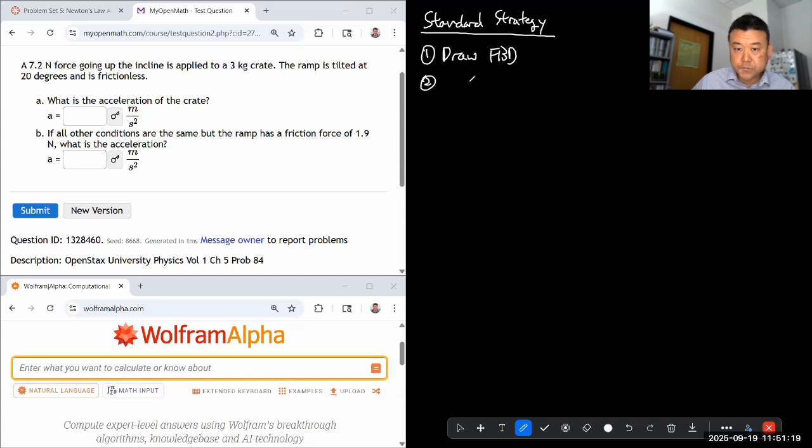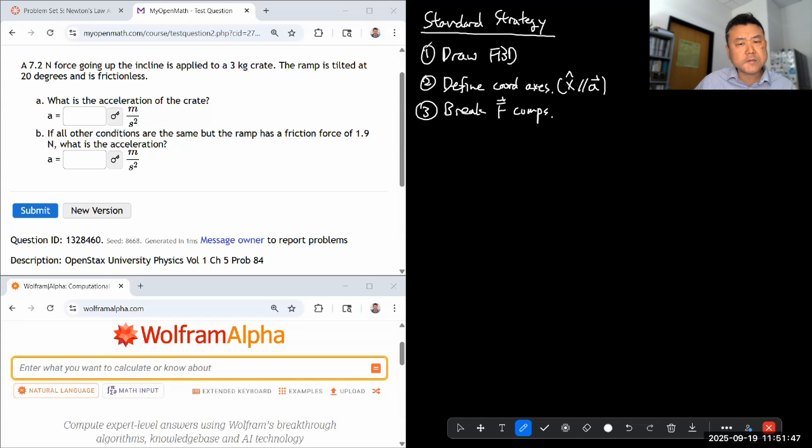Step number 2, you define coordinate axes, and this is when you think about in what direction the acceleration might be, and you choose your coordinate axes so that your x direction is along the direction of acceleration. That really simplifies a lot of things later. Step number 3, you break forces into components, or decompose forces into components.